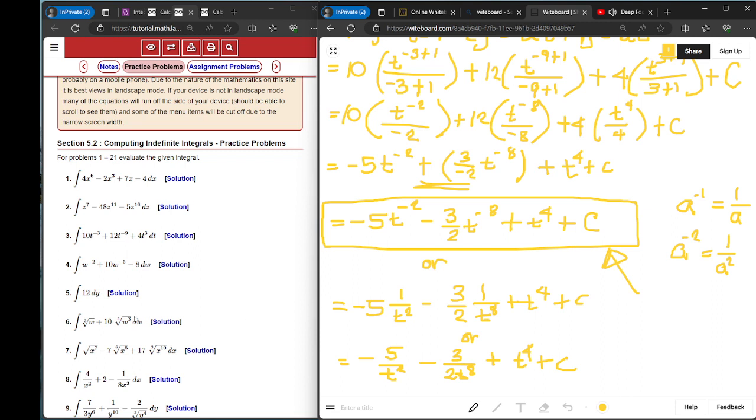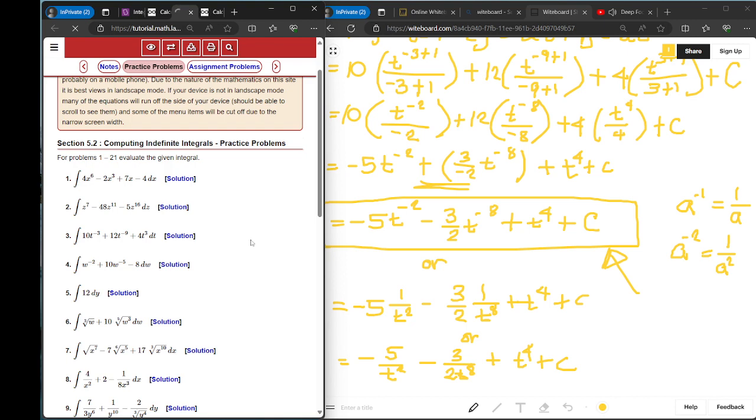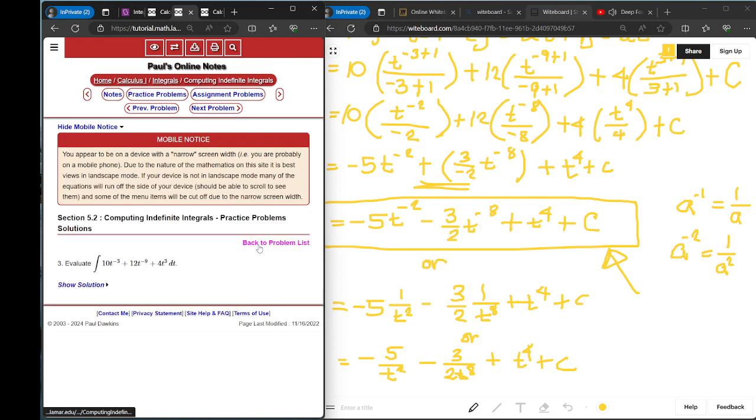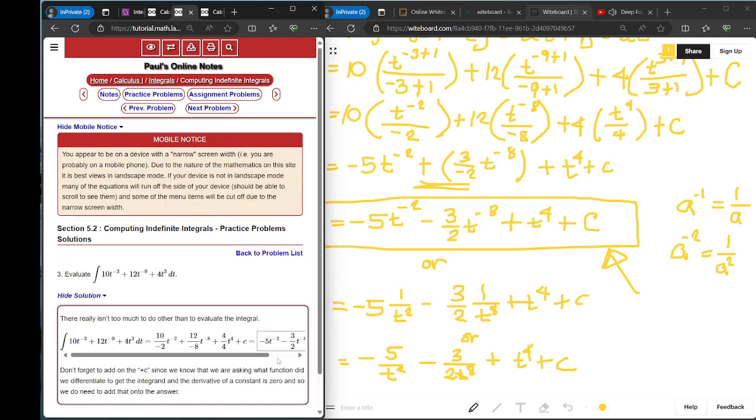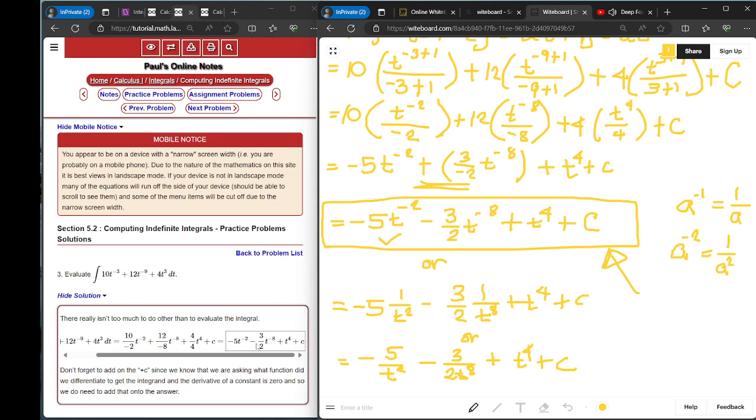But let's check first if our solution is correct. Let's check the answer according to Paul. All right, we have here negative 5 over t squared. So this is correct. Then we have minus 3 over 2t to the negative 8. That's correct. We have t to the 4th and c. And we got the correct answer.